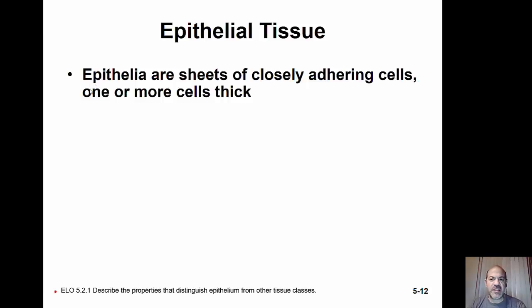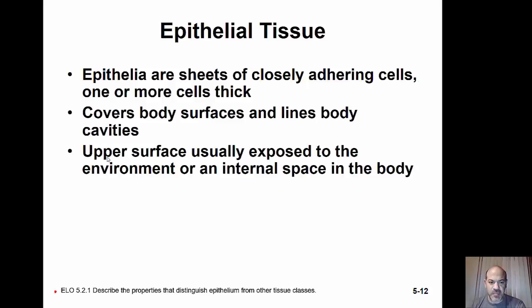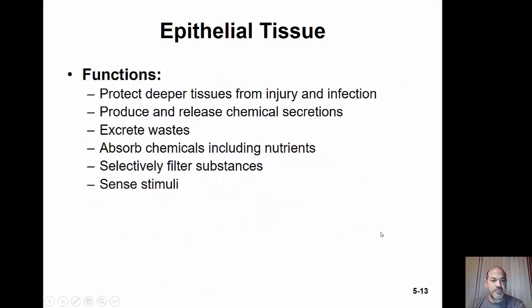Epithelia are sheets of closely adhering cells which are one or more cells thick. They cover body surfaces and line body cavities. Their upper surface is usually exposed to the environment or an internal space in the body. They make up most glands, and they are avascular, which means they don't have any blood vessels, but they do exchange materials and are nourished basically by connective tissues that lie underneath it.